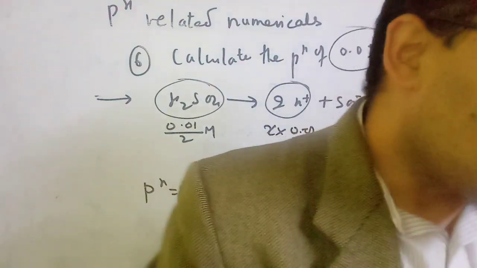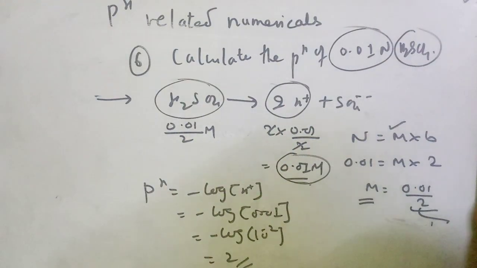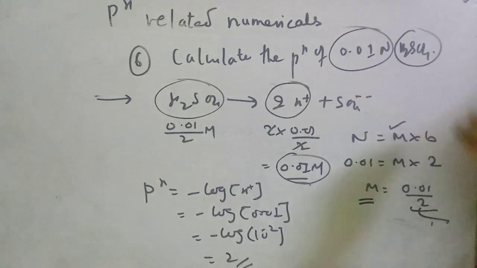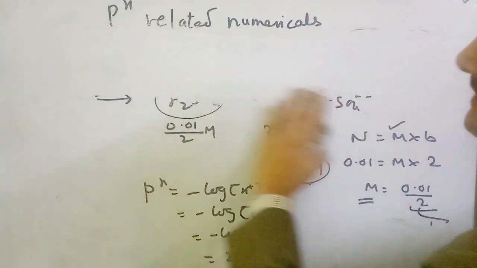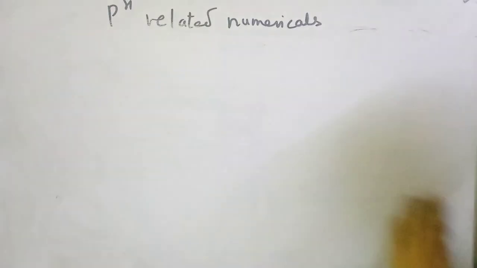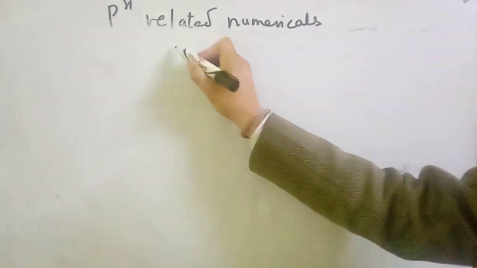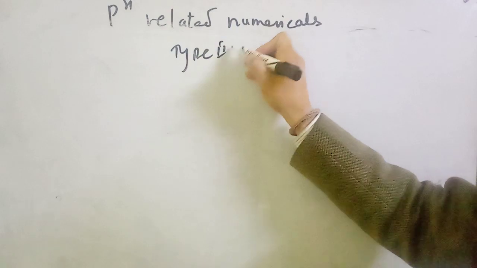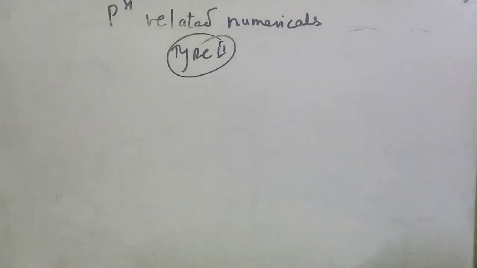So this is the way you calculate pH of the solution in different cases, in case of a base or in case of an acid. So this is type 1 problem, where you can simply calculate pH, and this is a very simple type of problem. Now let us see type 2 problems.